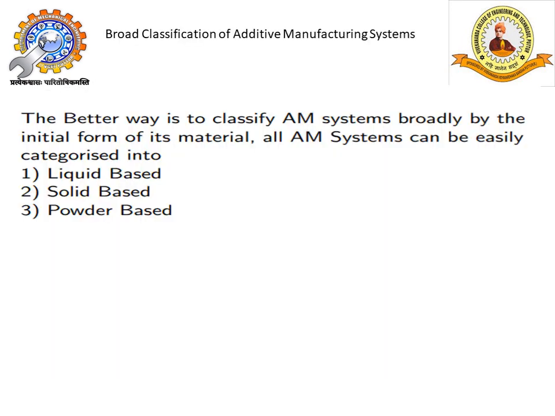So moving on to the classification of additive manufacturing systems, we have three major classifications. The better way is to classify additive manufacturing systems broadly by the initial form of their materials. All additive manufacturing systems can be easily categorized into liquid based, solid based, and powder based methods.